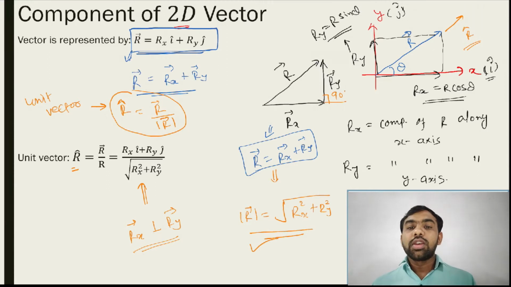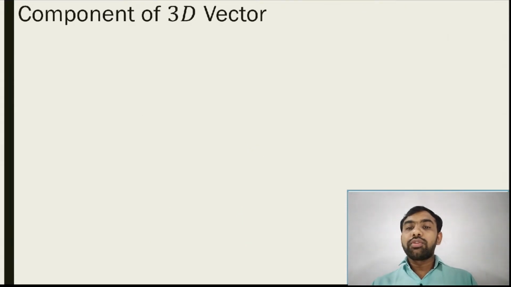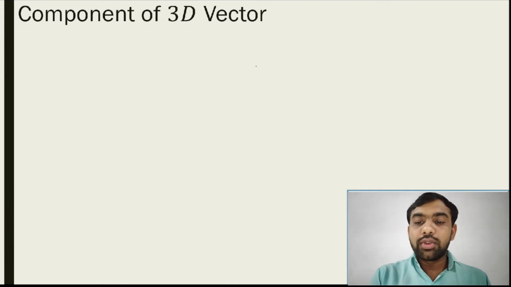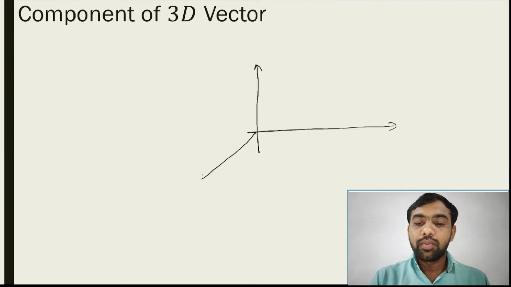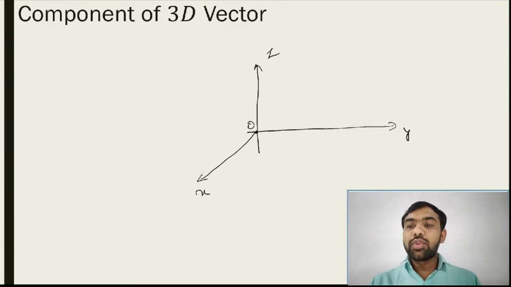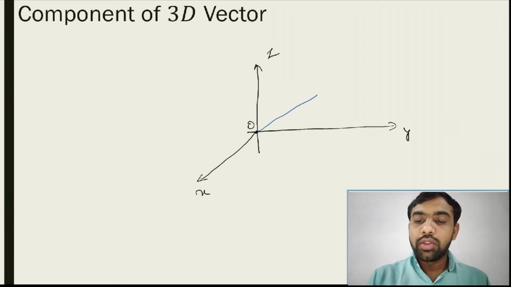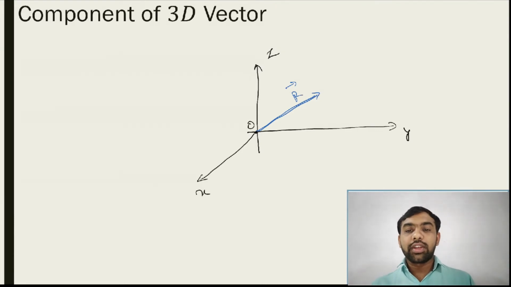Then after this we go to the components of 3D vectors. So note it. Components of a 3D vector. What is the meaning of a 3D vector? How do you draw this? Let's draw the 3D vector for more understanding. Suppose x, y and z, 3 axes, and this one is the origin. If you draw a vector along this, suppose this is any 3D vector r, okay?